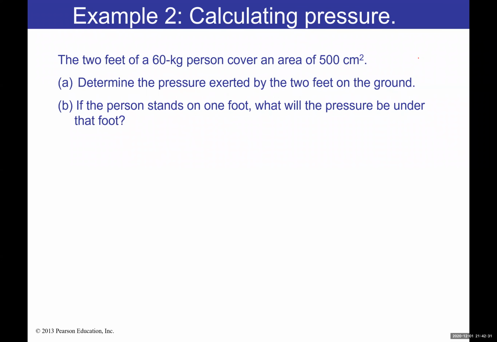All right, so one thing we can think of here is this. Let's say here's a person, and basically you have 2 feet, right? So we want the pressure exerted by the 2 feet on the ground, and the 2 feet cover an area of 50 square centimeters. The person is 60 kilograms, so we can find the force, because the force it exerts is equal to the weight of the person. So we can say the weight is equal to mass times gravity. So it's 60 kilograms times 9.8 meters per second squared.